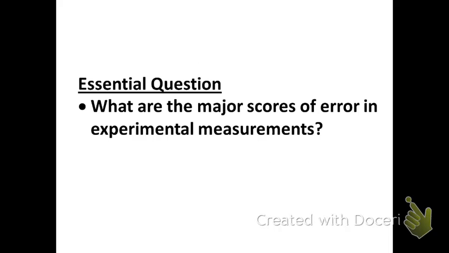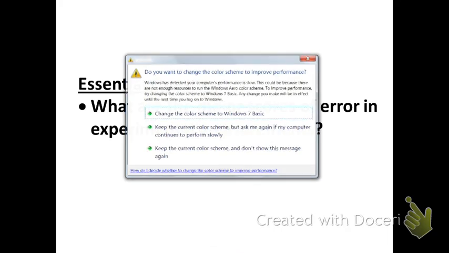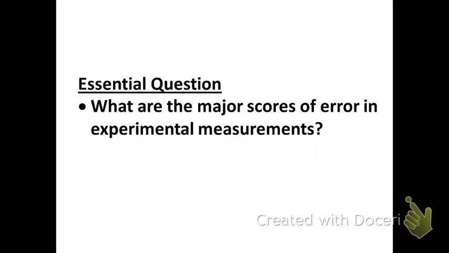All right, we're going to start off with the essential question of this lecture. What are the major sources of error in experimental measurements? You need to be able to answer this question by the time we are done with this session here. All right, let's go on.